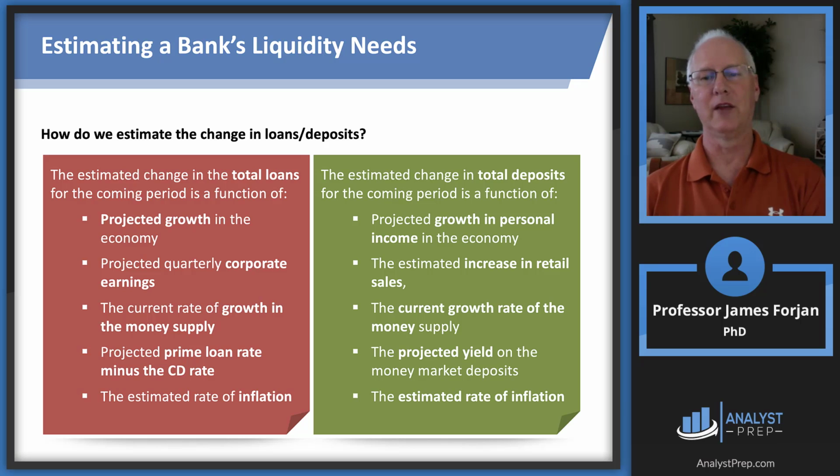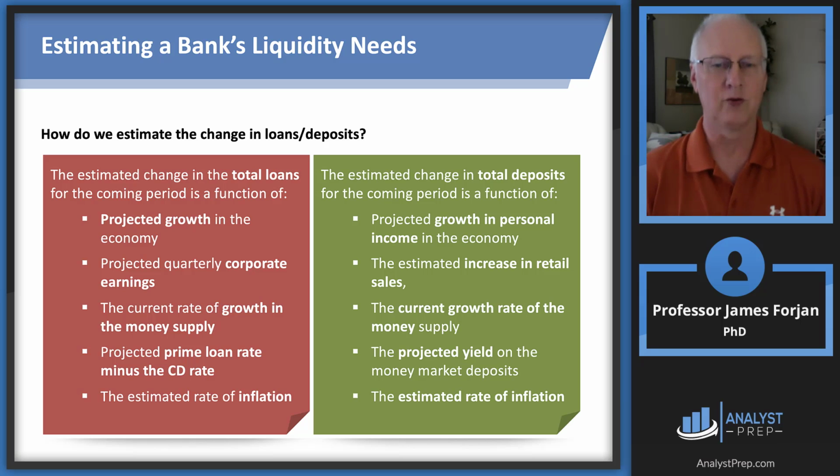And then, of course, over on the right-hand side, growth in personal income, growth rate in the money supply, estimated rate of inflation. So those are all economics topics. But look at the second one there, estimated increase in retail sales. So we need to know something about P times Q, retail sales. So boy, we're going to rely on marketing people to help us there. And then the projected yield on money market deposits, that's probably a combination of different skill sets. In fact, projected prime loan rate, CD rate, projected yield on money market deposits, and then maybe some other yields that are out there. Boy, we're going to use one of those great models. How about that Cox-Ingersoll-Ross model to estimate an interest rate path?